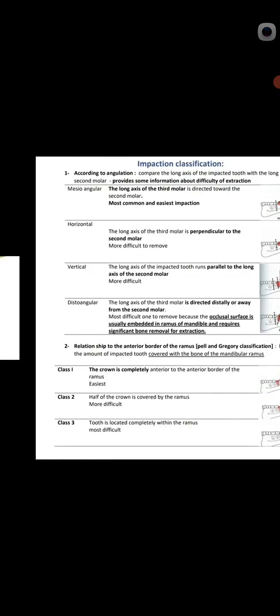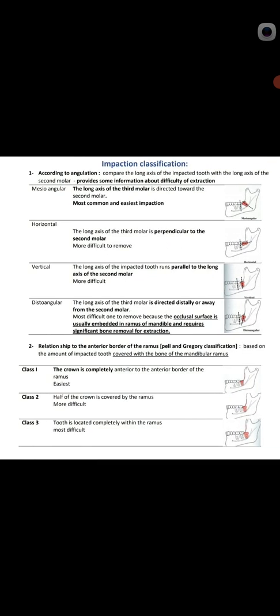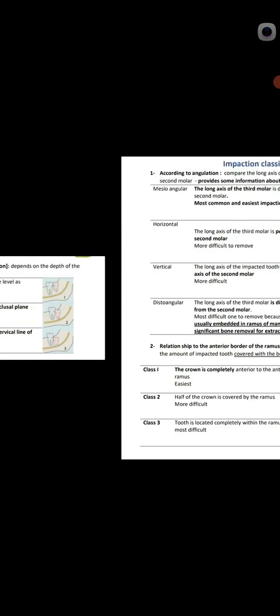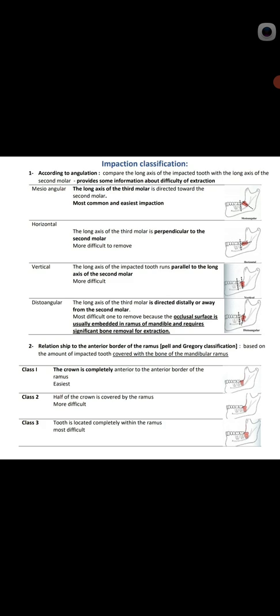You should remember all three classifications: according to angulation, mesioangular, horizontal, vertical, distoangular; and relationship with the anterior border of the ramus, on the basis of space and on the basis of bone cover, class 1, class 2, class 3; and third, relationship to the occlusal plane, compared with the level of the second molar, again class 1, class 2, class 3. This is all about impacted third molar classification.